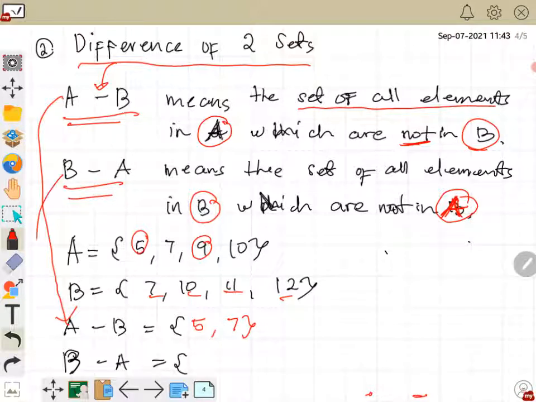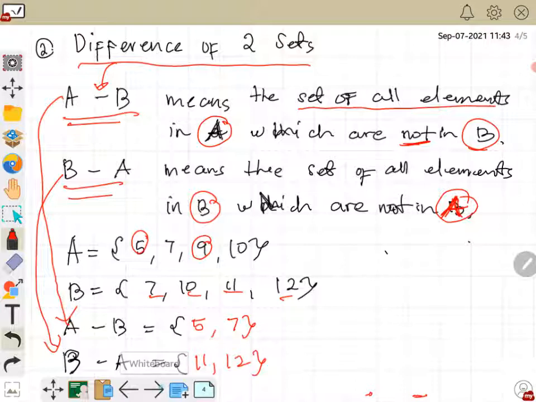So what does it mean by B minus A? B minus A means the set of all elements in B, those we can find in B but we cannot find them in A. Okay? So what are those? We can find 11 in B but we cannot find it in A. We can find 7 in B but we can find it in A. We can find 10 in B but we can also find it in A, so those are not included. 12 is an element of B but it's not an element of A, so these are our elements of A minus B. 5, 7. Elements of B minus A, 11 and 12.